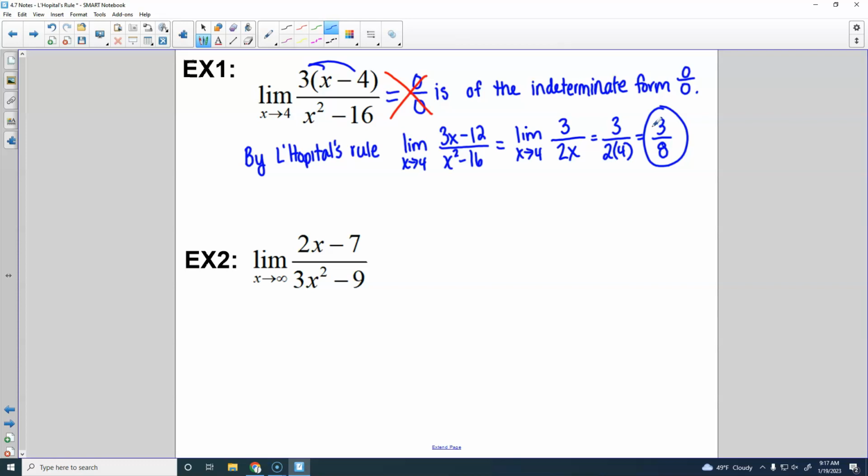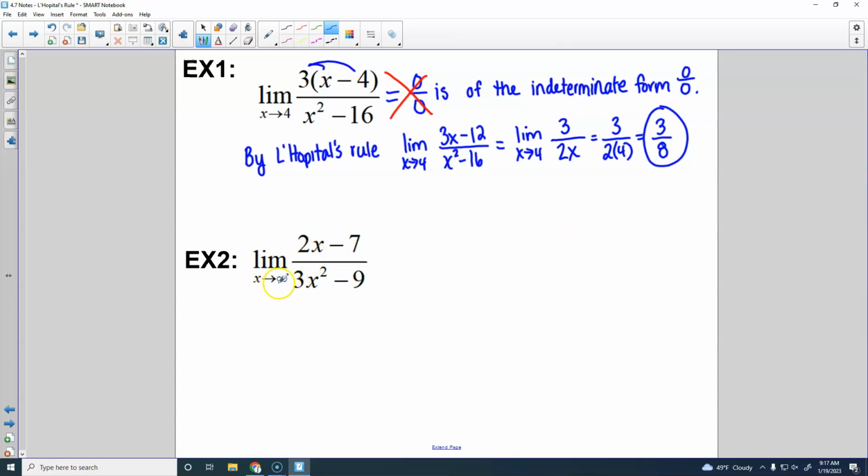Now this problem, if you get this problem on the AP exam, you can do it this way, or you could have just factored and canceled like we did on the warm-up, right? It would be fine because that problem can be done that way. Look at number 2. We should know how to do number 2 without using L'Hopital's rule.